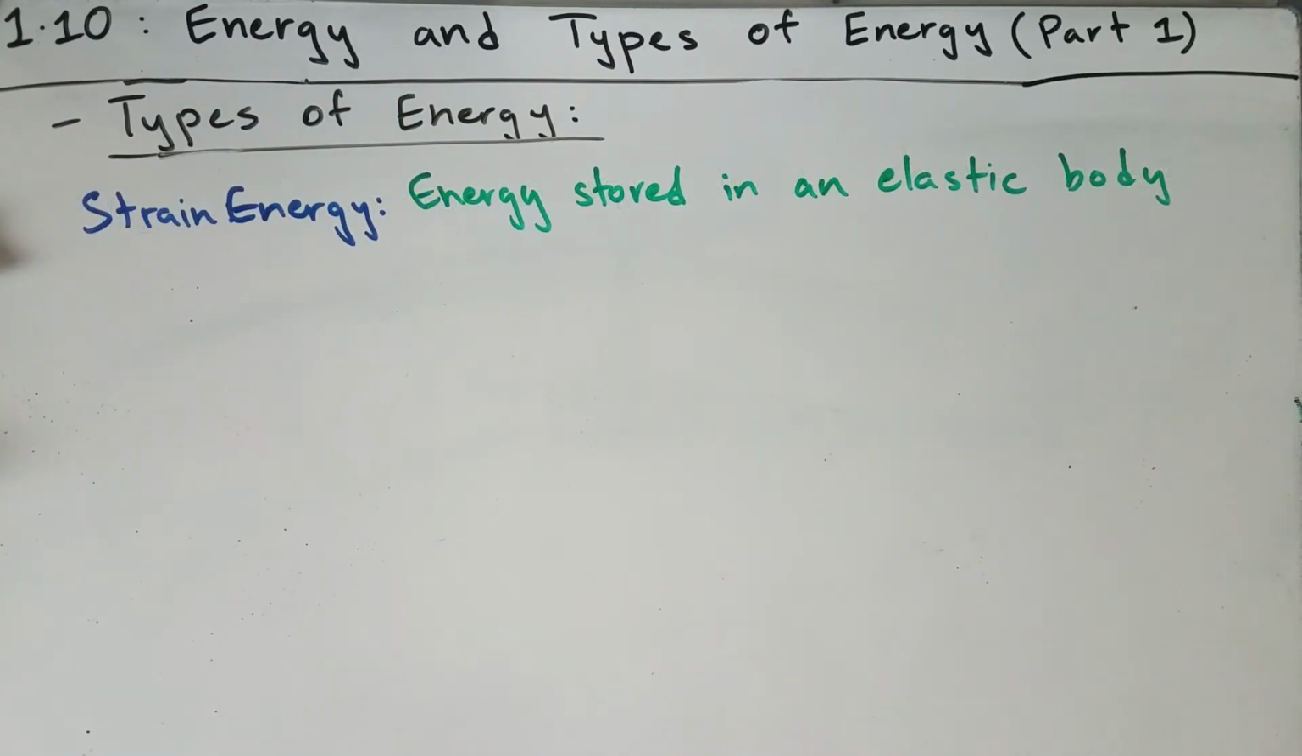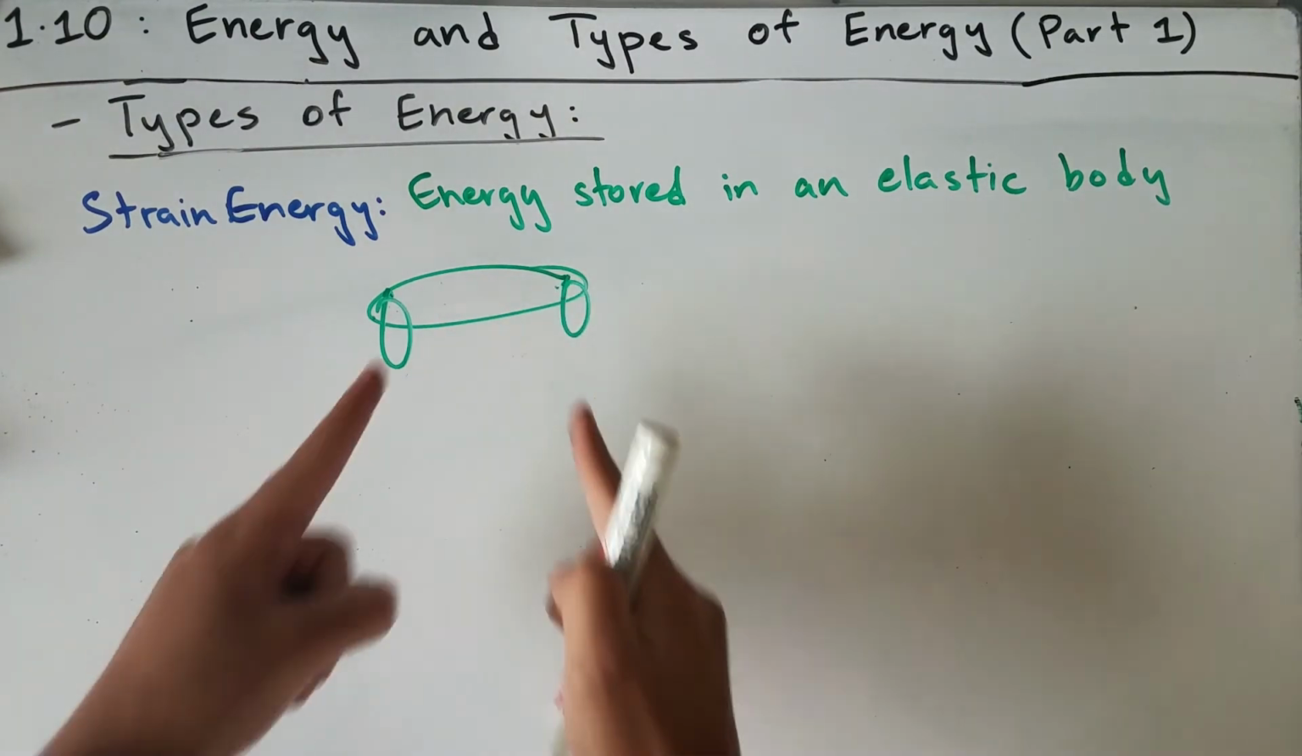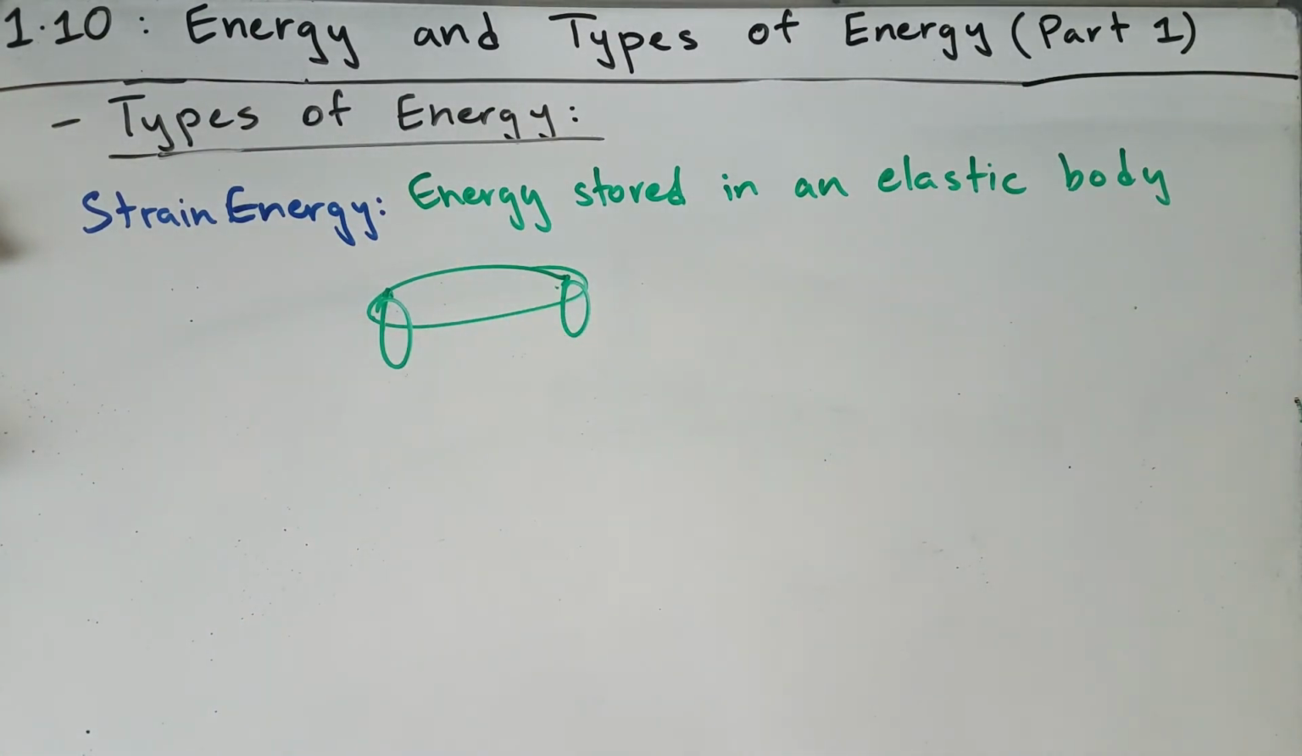Another type of energy is strain energy, which is energy stored in an elastic body. And an elastic body could be like a rope or some rubber band. So if you stretch a rubber band between two fingers, then this rubber band would have more strain energy as you're applying more pressure on the ends of the rubber band and stretching the molecules of the rubber band as well.